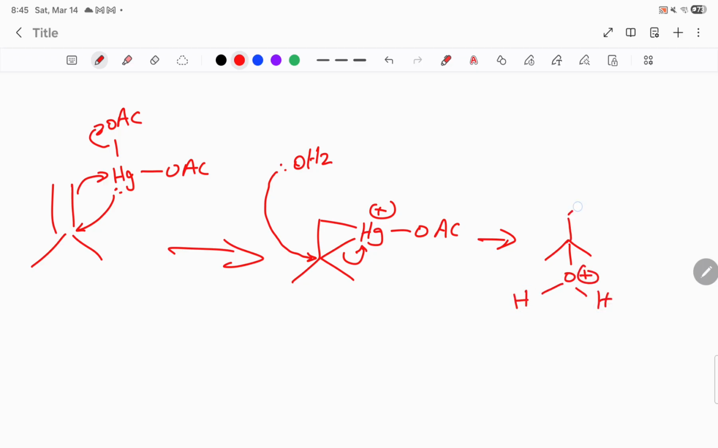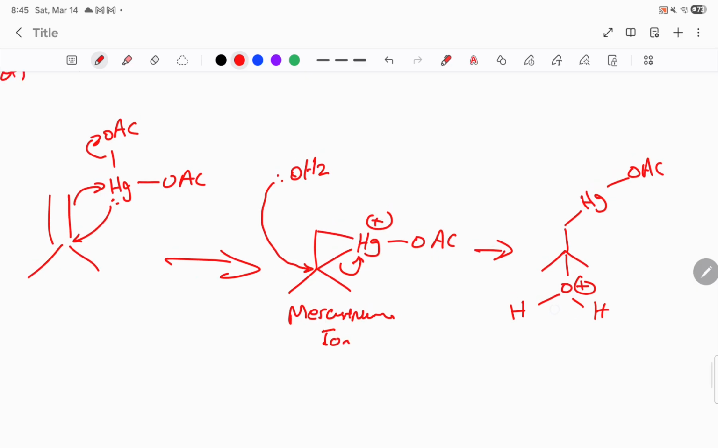Let's draw our mercury after opening the ring. Beautiful. Okay, so this is now what we have, right? So remember, this was our mercurinium ion intermediate. Now we have what we call an organomercury compound. So this right here is an organomercury compound.